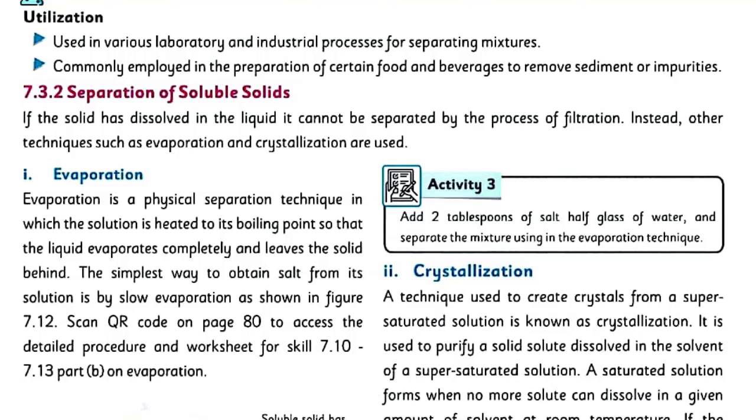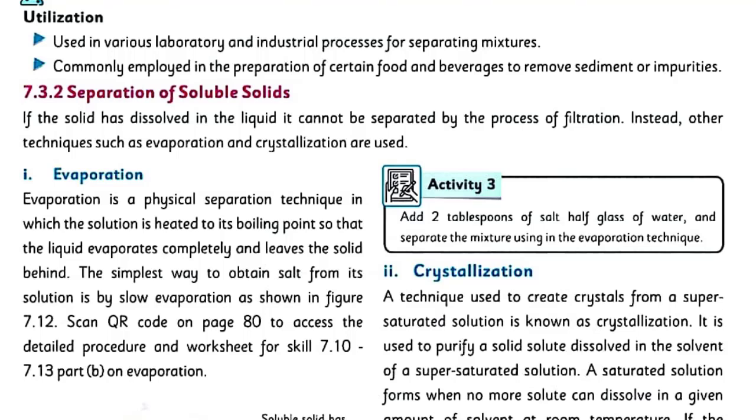Used in various laboratory and industrial processes for separating mixtures. Commonly employed in the preparation of certain food and beverages to remove sediment or impurities.